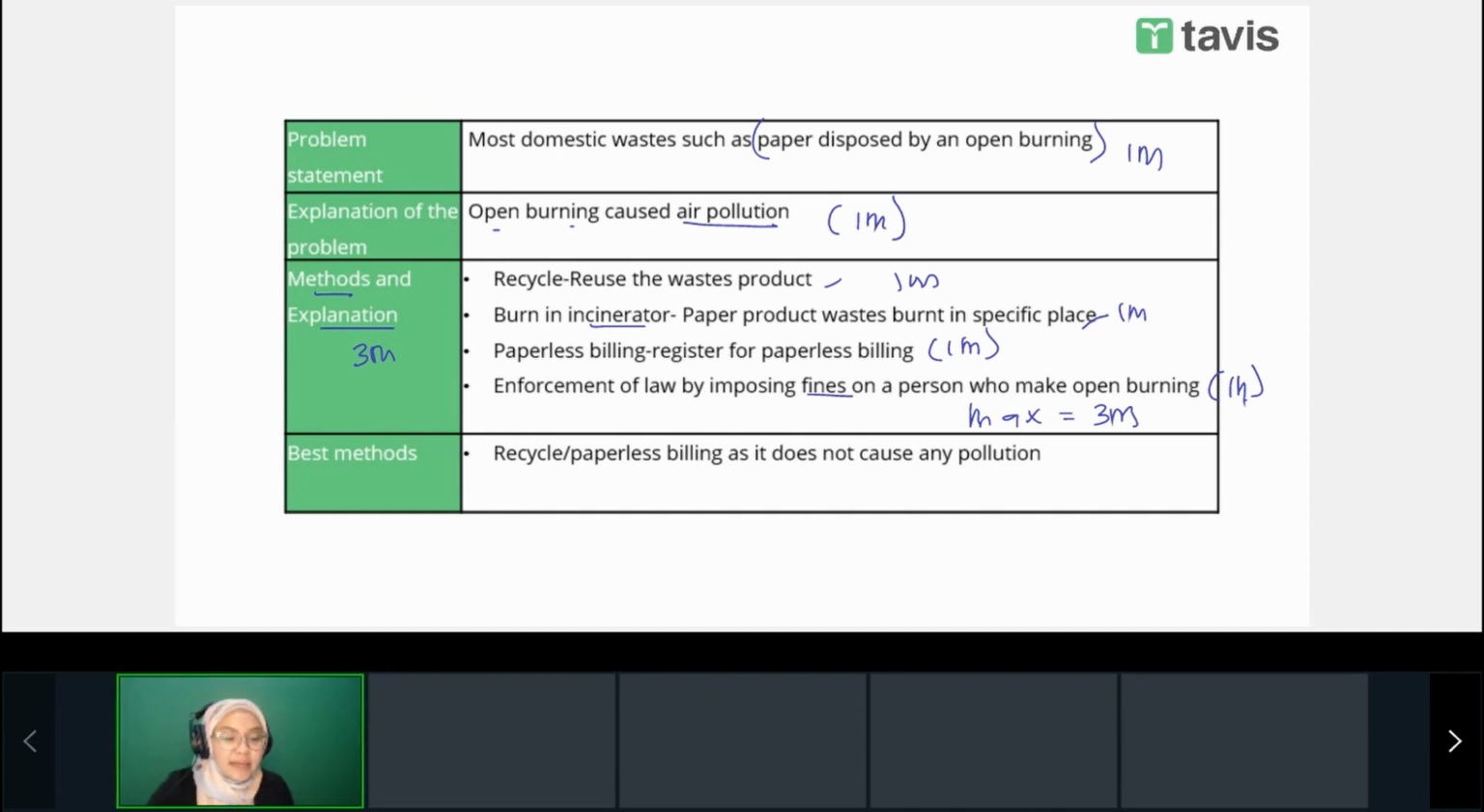Then your last is the best method. Choose the best method. Practice paperless billing, right? Or any method that you can think of based on what you give above. Based on this, choose the best method.